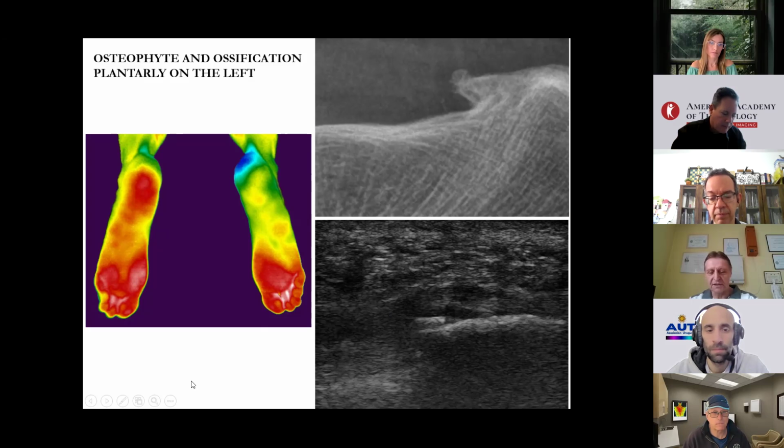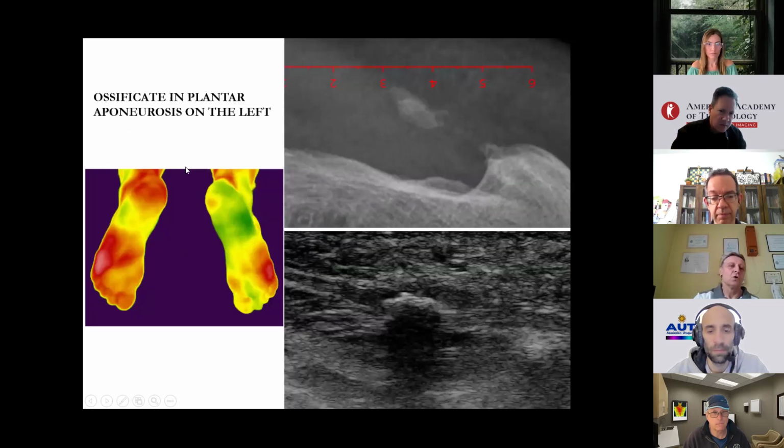Of the affected foot. Ossificate in plantar aponeurosis on the left. On X-ray and also on sonography, we see ossificate in the structure of the plantar aponeurosis, which is here. And as a consequence of this irritation is increased temperature activity on the affected foot.